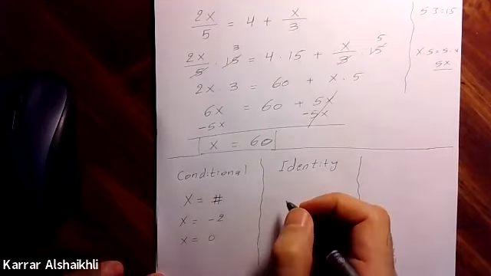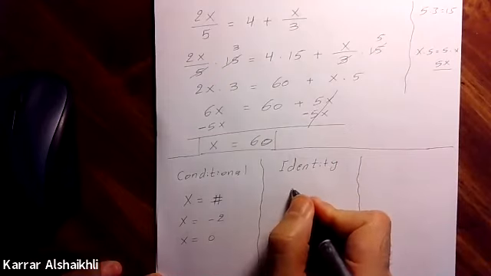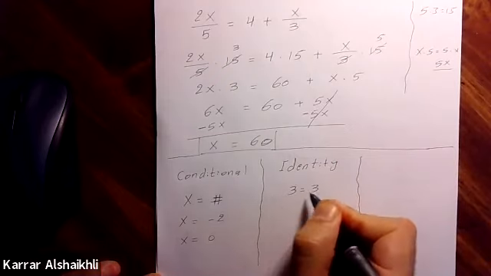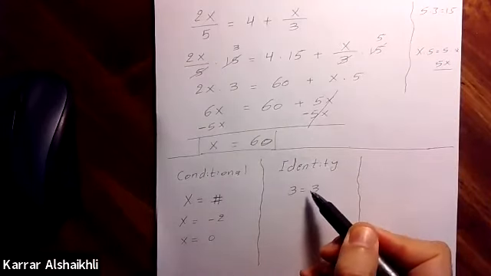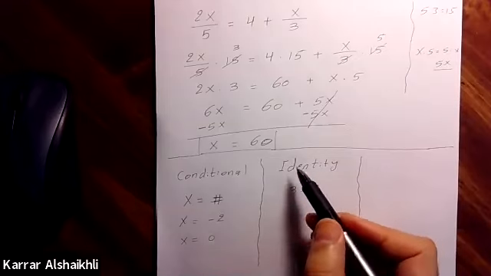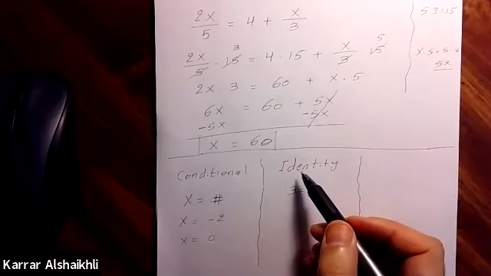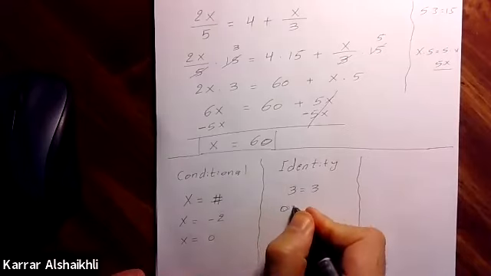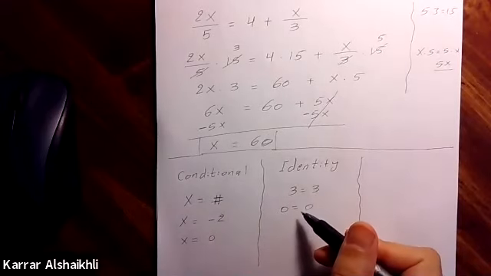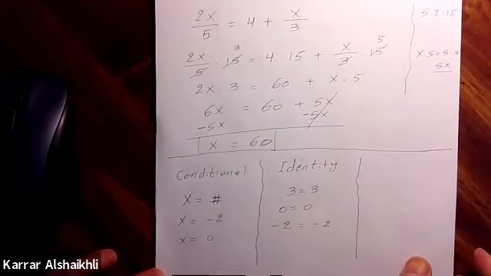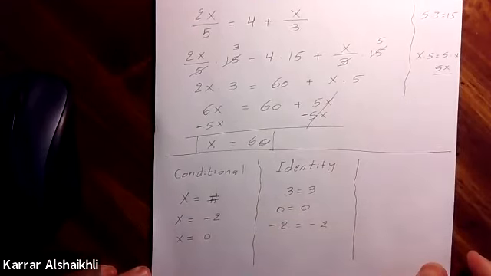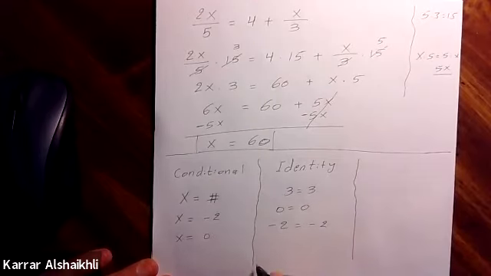For example, if you have 3 equal 3, you see there is no variable. I have two numbers, one on each side, which are equal. That's why we call this one identity equations. If we have 0 equals 0 on both sides, we're going to call this one identity. -2 equal -2, this is called identity. That means we have many solutions, or we can say the solutions are all real numbers.